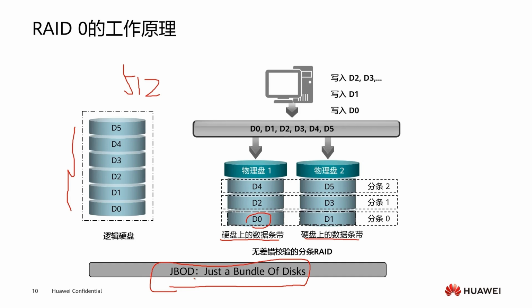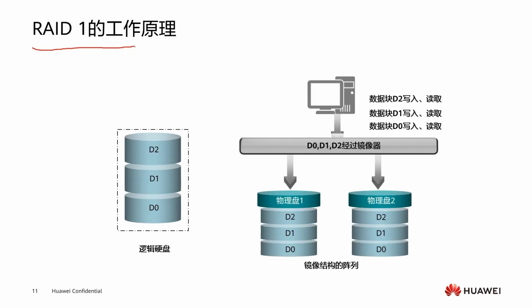RAID 1 uses 2 identical hard disk systems and sets up mirroring. When data is written to the hard disk, a copy of the data is stored on the mirror disk at the same time.